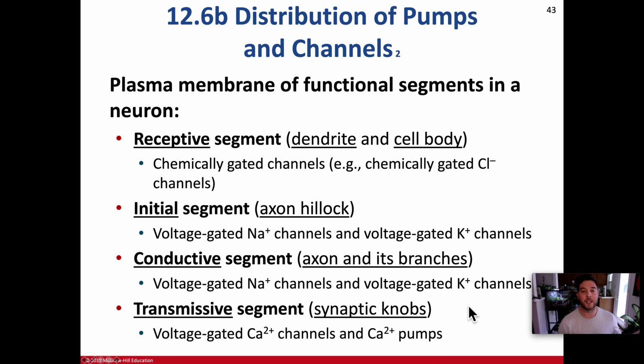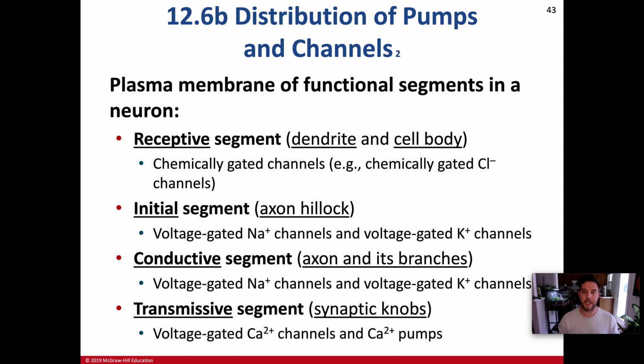If you remember, when the action potential arrives at the synaptic knobs, that is going to open up those calcium channels so that calcium can diffuse into the neuron and allow the neurotransmitter to be released. So it's important for calcium channels and calcium pumps to be in the transmissive segment. The calcium pumps are going to make sure that the concentration gradient of calcium is lower on the inside of the neuron than it is on the outside of the neuron. And the calcium channels will allow calcium to flow in.